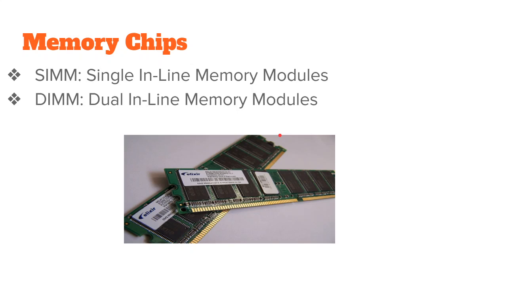Next is the memory chip. You might have heard people saying the computer is a 32-bit or a 64-bit, right? You are very familiar with it. So what does this 32-bit and 64-bit mean? It is nothing but the type of memory chip it is using. There are two types, SIMM and DIMM. SIMM is single inline memory module, whereas DIMM is dual inline memory module.